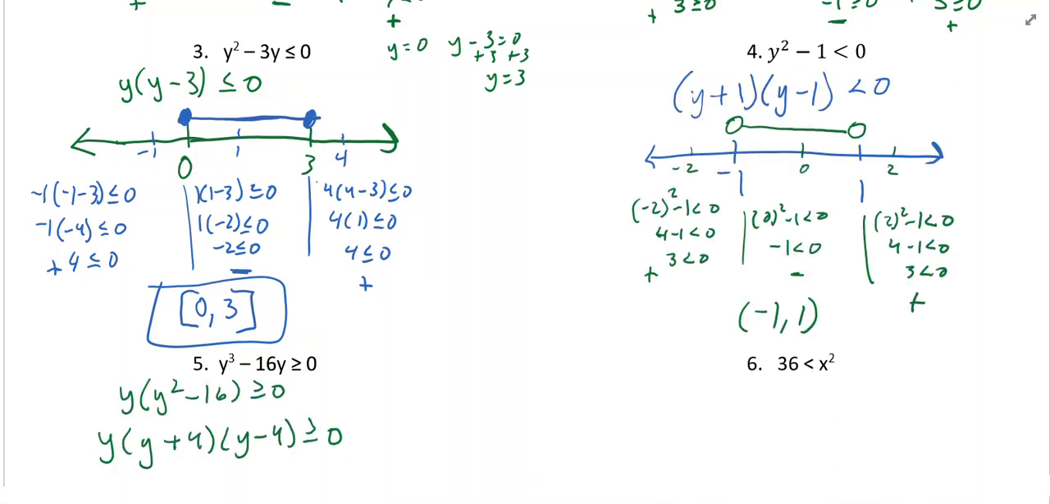Okay, let's see how you did with number 4. When we factored it, this was a difference of squares. So we got (y plus 1)(y minus 1). That meant our roots were at negative 1 and positive 1. And then we needed the negative numbers, so that was in this area here when I simplified. So it's everything in between. All right, let's see how you did with number 5.